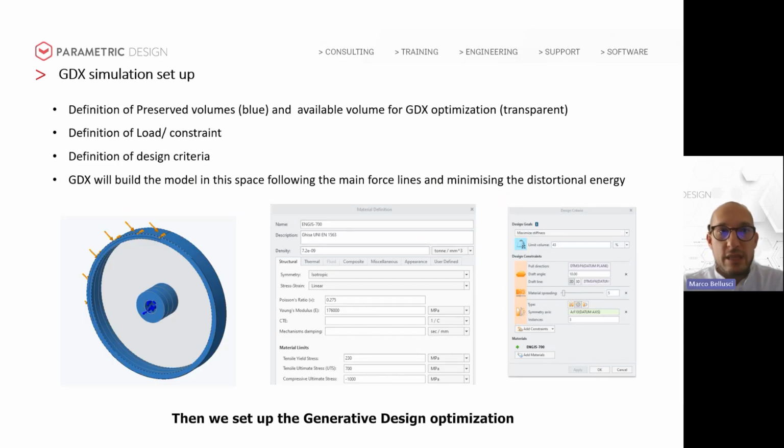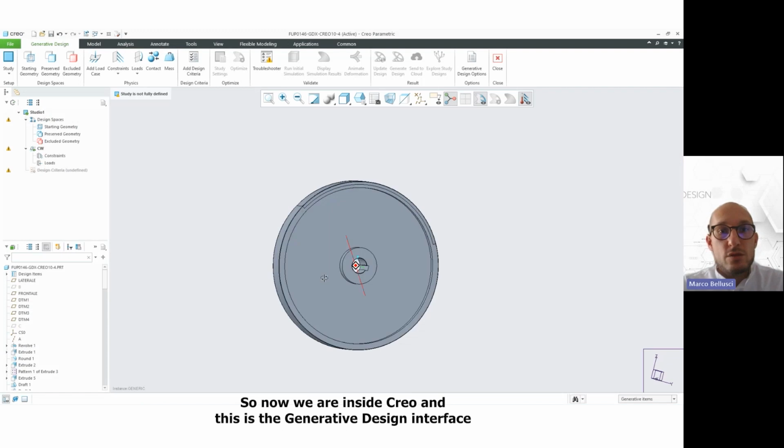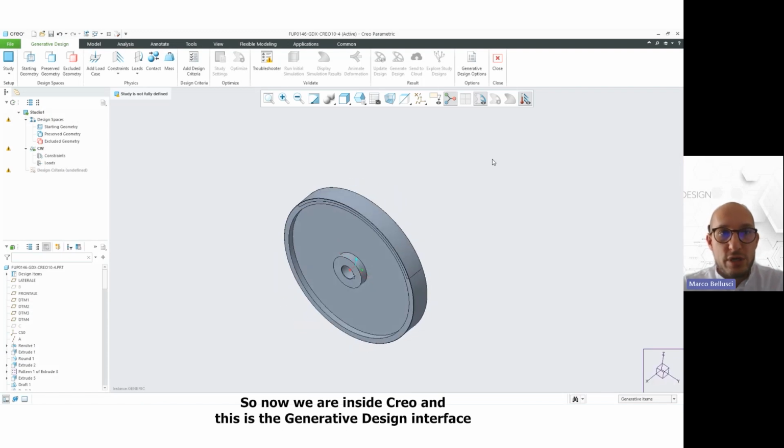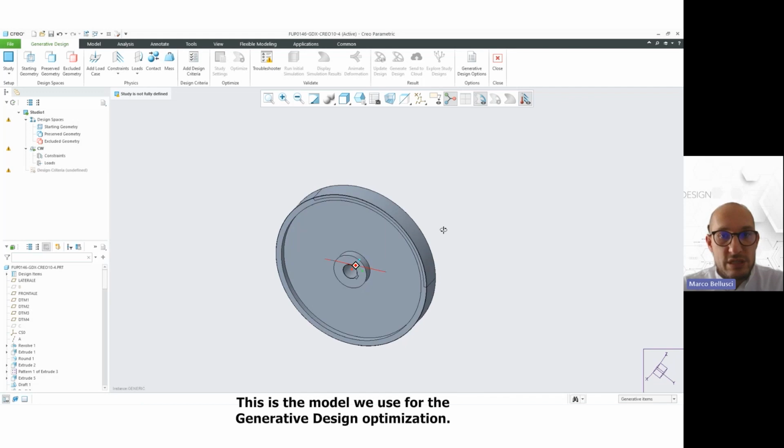Then we set up the generative design optimization. Let's now jump to Creo. So we are inside Creo. This is the generative design interface. This is the model we used for the generative design optimization.